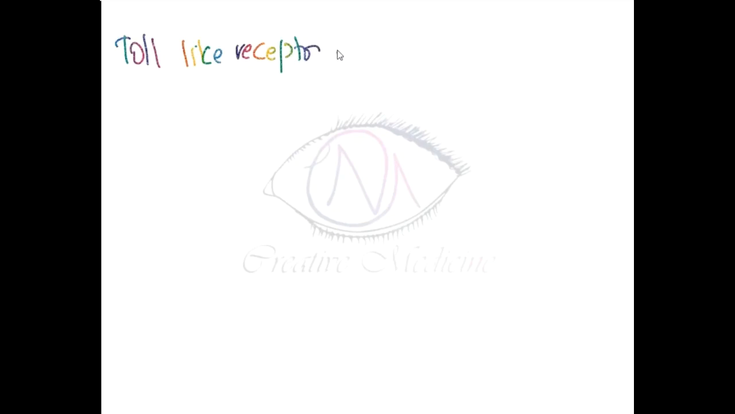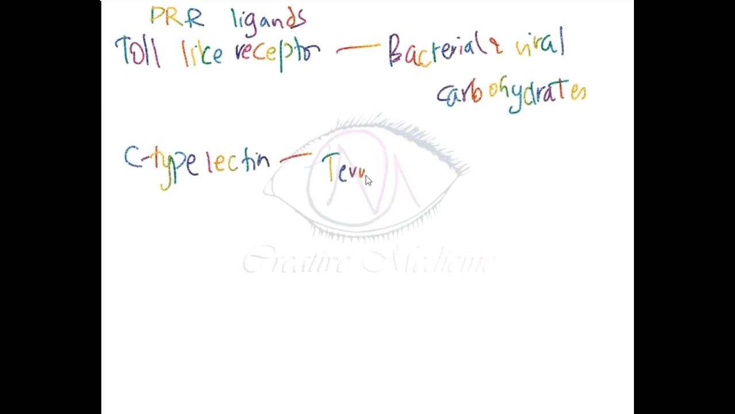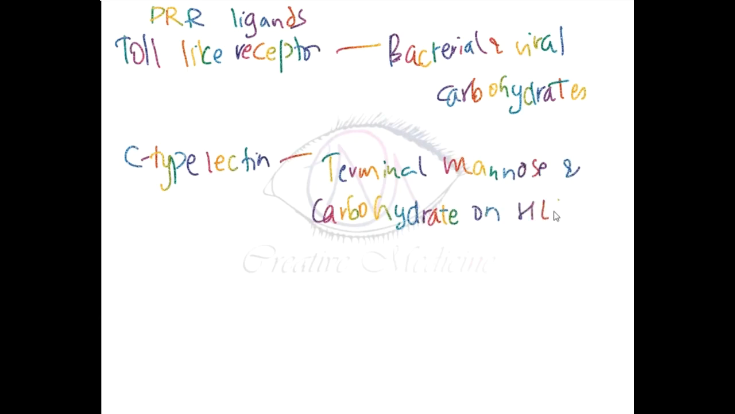Toll-like receptors are pattern recognition receptors for pattern recognition receptor ligands, as we will see. Toll-like receptors are for bacterial and viral proteins and carbohydrates. Then we also have C-type lectin. C-type lectin is for terminal mannose and carbohydrate on HLA molecules.